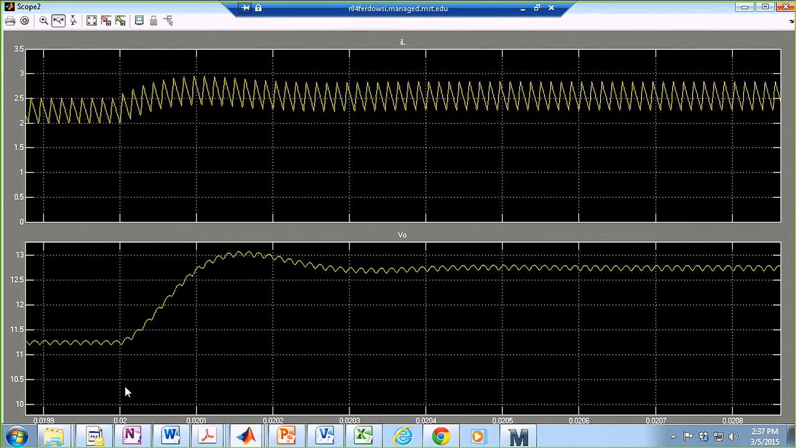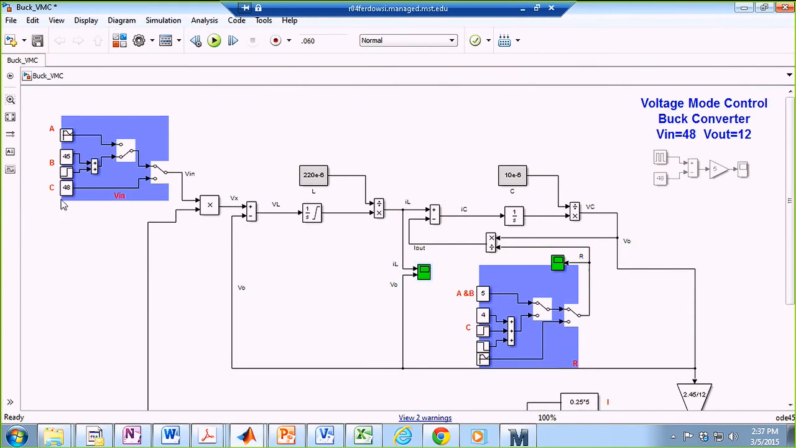But in between, you can see there's a transition going on. And we would like this transition to be at least as fast as possible. All right. So this was all about changing the input voltage.